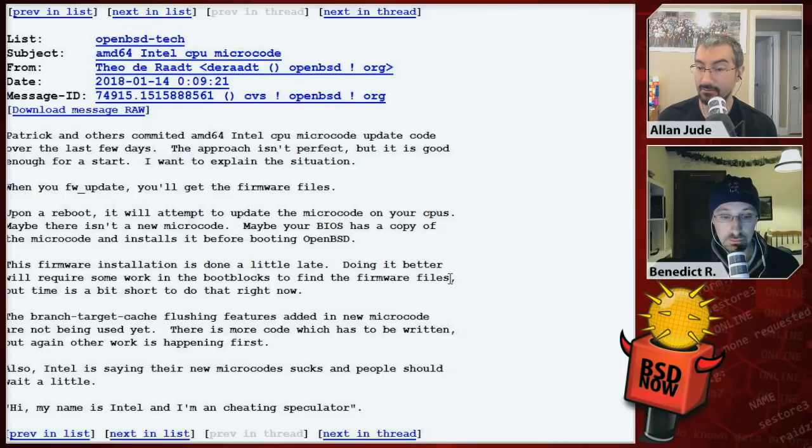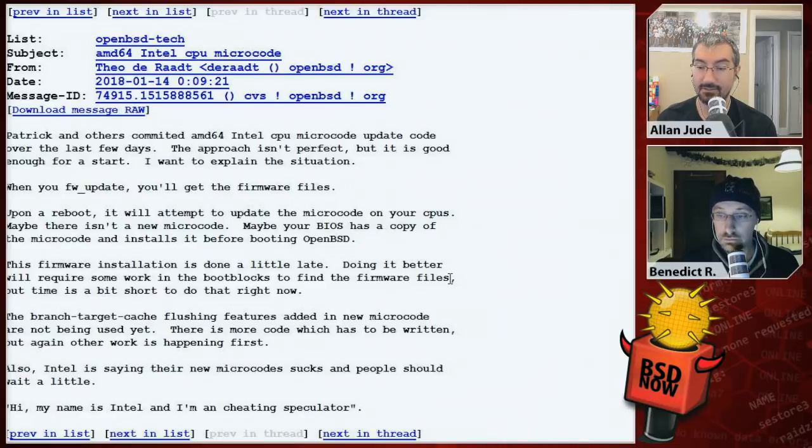Maybe there isn't new microcode. Maybe your BIOS has a copy of the microcode and installs it before you boot OpenBSD. But this firmware installation is done a little late currently. Doing it better will require some work on the boot blocks to find the firmware files, but time is a bit short to do that right now. The branch target cache flushing feature added in this new microcode isn't actually being used by OpenBSD yet. There's more code that has to be written, but again, other work is happening first.